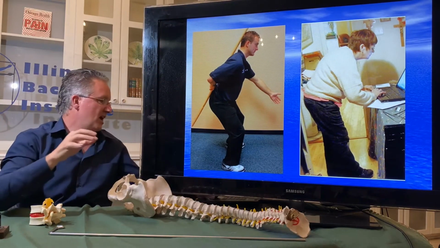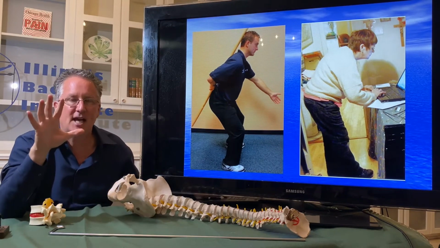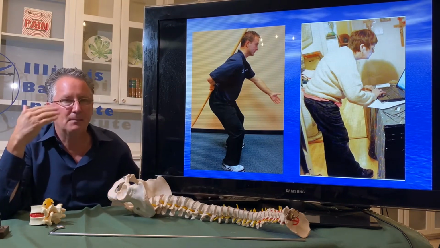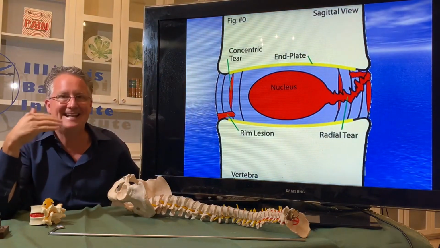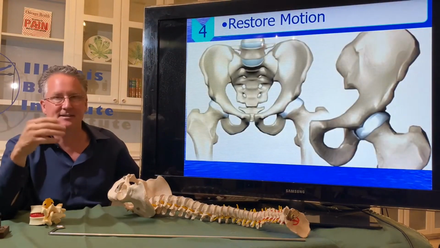Okay, so then you have to work on the endurance. That's number 3. There are 5 steps. If you have a breakdown or a weakness in any of these 5 steps, you're going to aggravate that annulus.